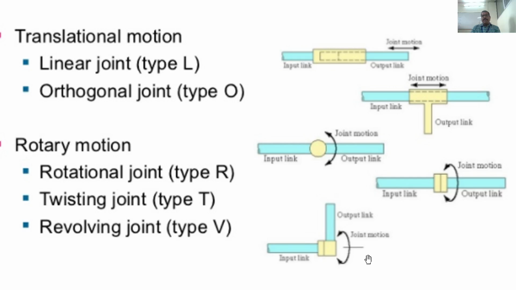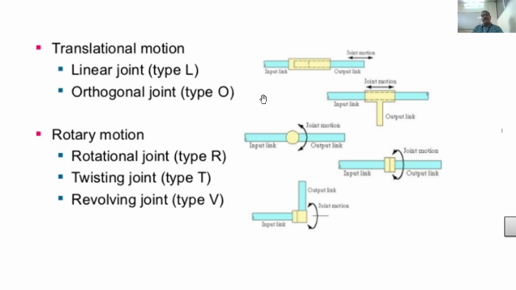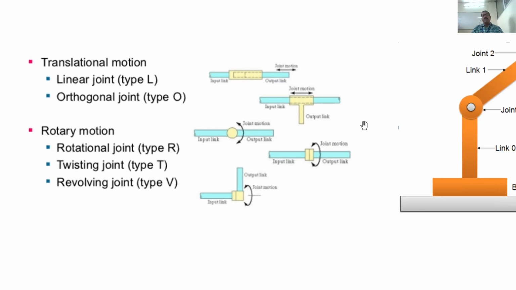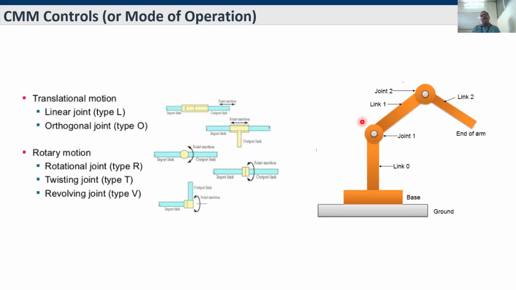Revolving joint, it's represented here, input link and output link. They are also completely rotational, output link completely rotational. So these are the joints and types of motions available in industrial robots. The same can be implemented or adapted for CMM. So you have to remember totally two types of motion, translational and rotary.